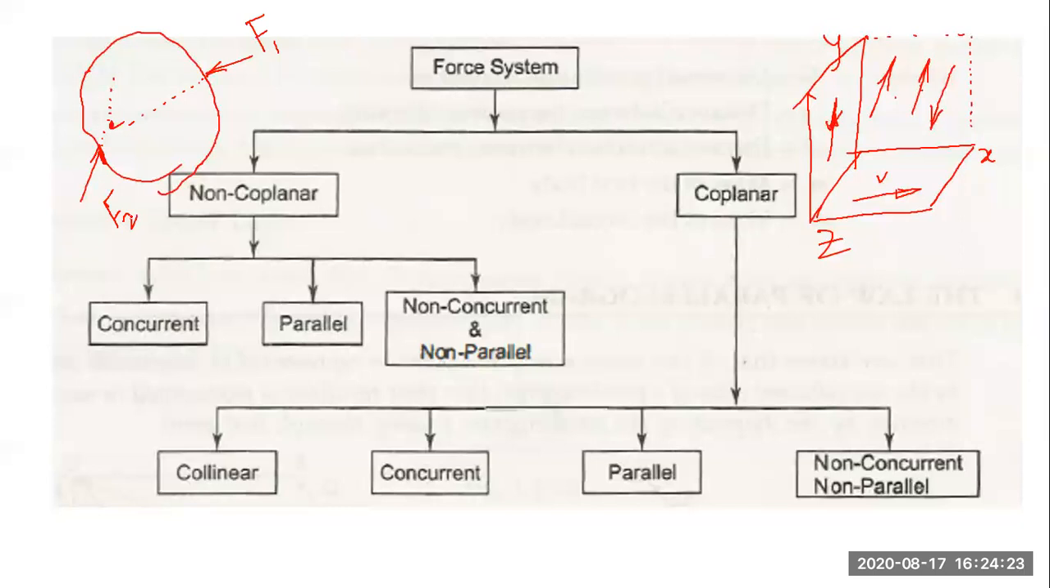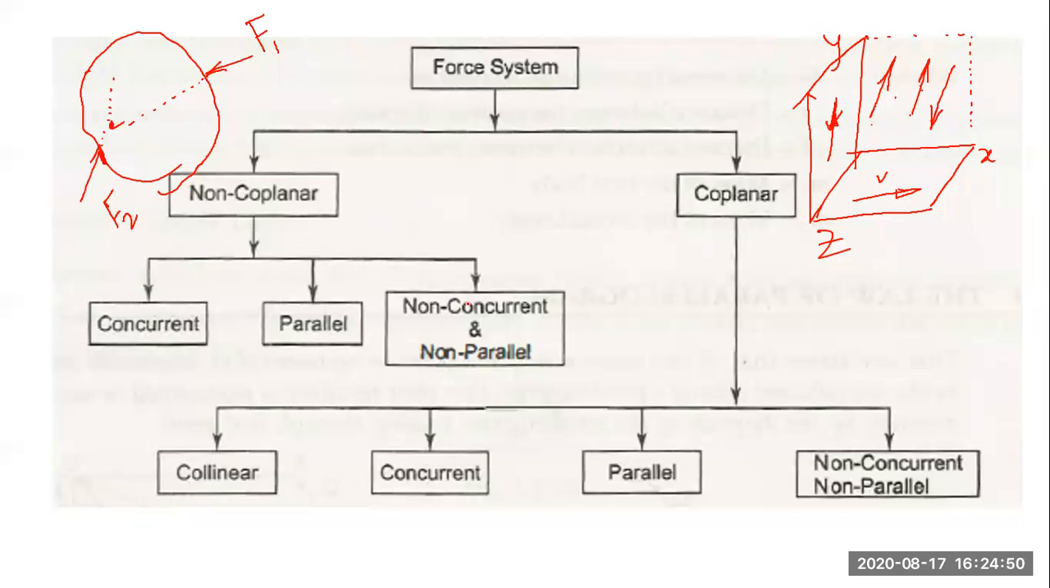Now, parallel forces. Say if this is the force F1, this is force F2, and this is F3, I can say F1, F2, and F3 are parallel forces. Among them, F1 and F2 are called like parallel, and F2, F3, or F1 and F3 are the pairs of unlike parallel forces due to their direction.